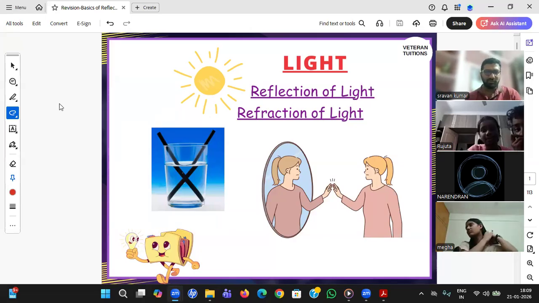So students, we have just started the revision part of this particular chapter, light. We have finished one revision session. This chapter is for 10 marks. Today also we'll be completing only the basics, so I'll try to close the basics.